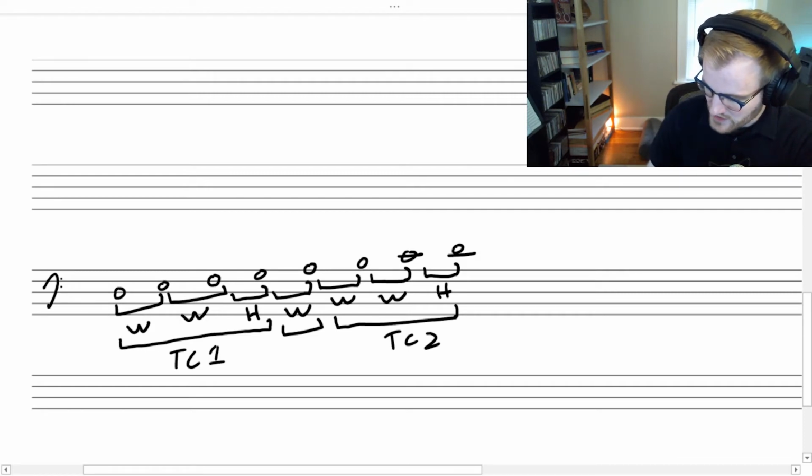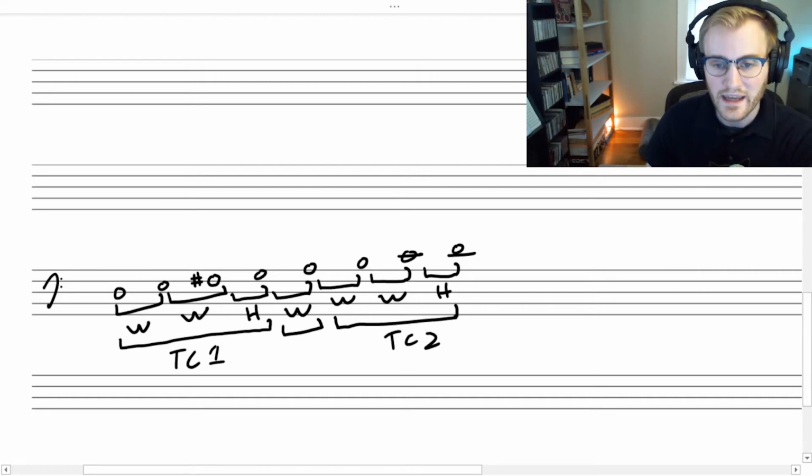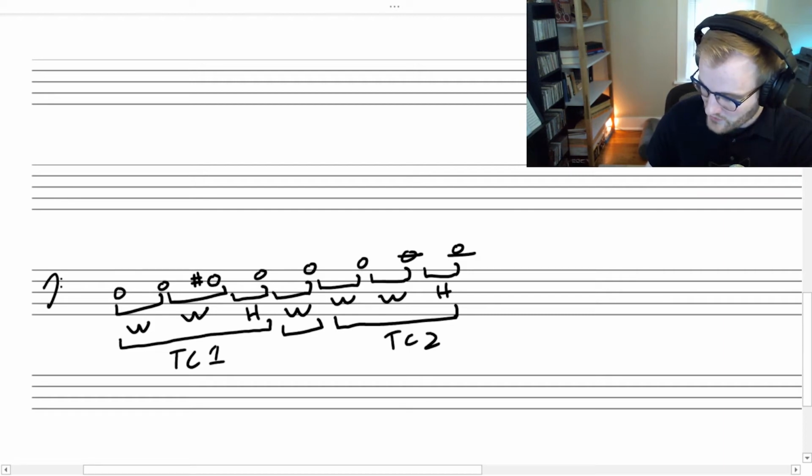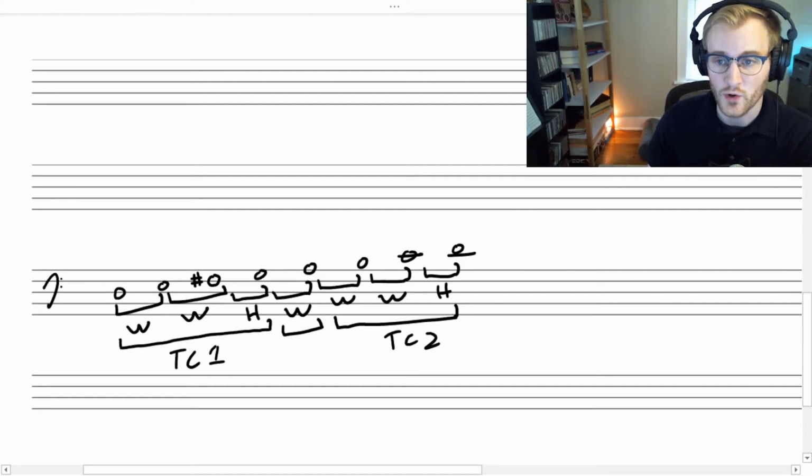So from D going up to E is a whole step. From E going up to F, well, it's not a whole step, so we need to add a sharp to make it a whole step. Now F sharp to G already becomes a whole step, so that's great. So we've seemingly solved that problem.